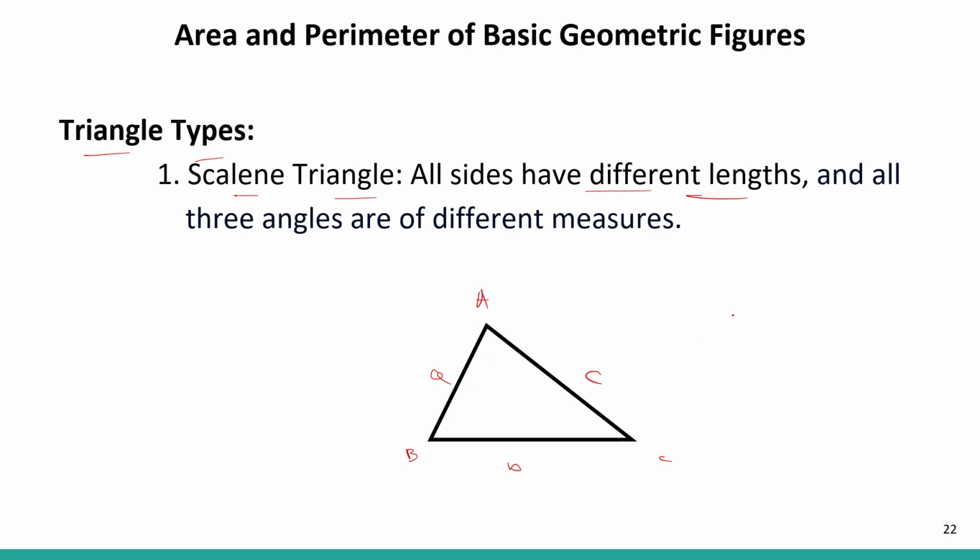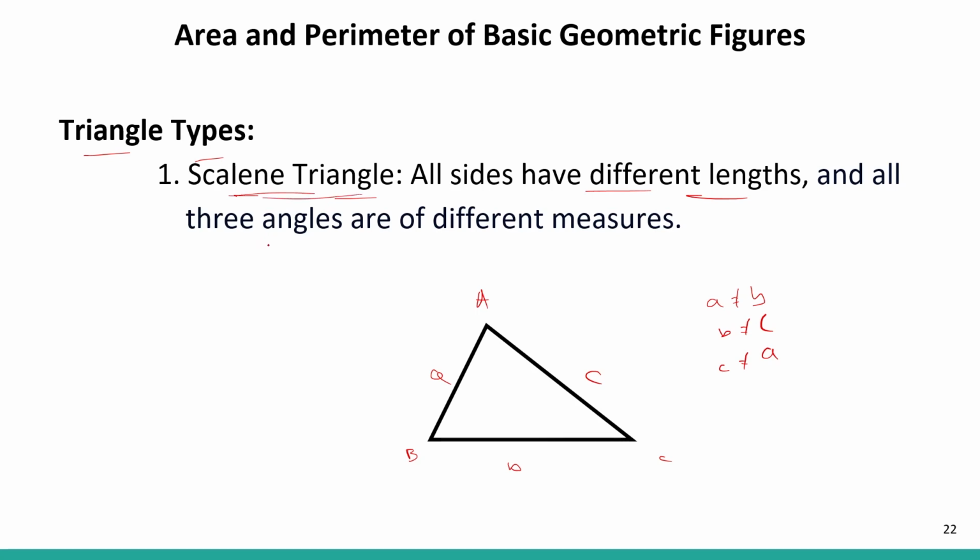How? Because a is not equal to b, b is not equal to c, and c is not equal to a, as we have written right here. All these three are different and distinct. So this kind of triangle is called a scalene triangle. What kind of properties do they possess?